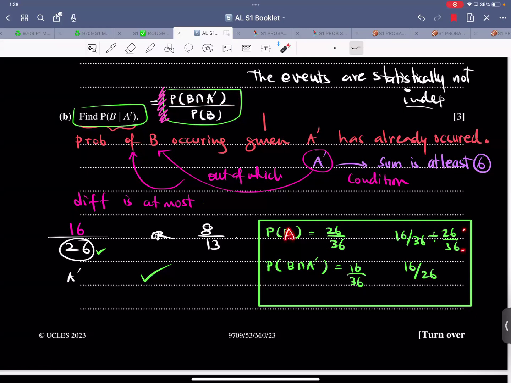I think this was mistakenly written as B. This is basically A complement. So let me just correct it. This is A complement over here. And then we divide and we get the answer as 16 over 26. Out of 26 possibilities, we can also do it directly without using the formula. How can we do it directly without using the formula?